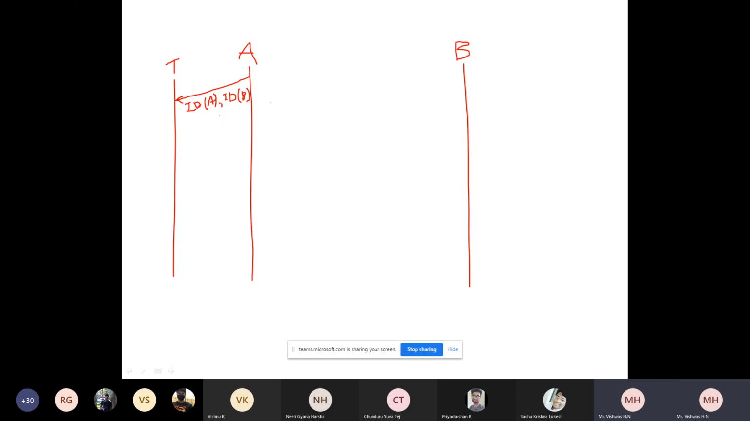Students, I don't have a stylus. I'm writing this with the help of a mouse, so it may not look very good and clear. Please bear with that.